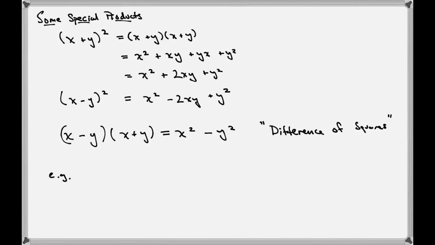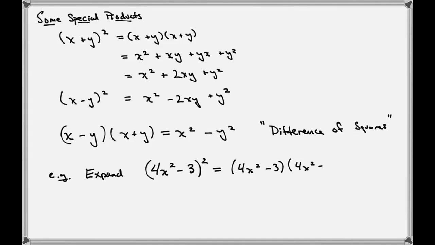Let's look at one final example. Let's expand the following binomial, 4x squared minus 3, squared. Don't feel you should use this formula above, just work through the problem like we did above. I'm taking 4x squared minus 3 times itself. And let's apply the FOIL method here. So the first terms, when I multiply them together, will give me 16x to the 4th. I'm adding exponents. 2 plus 2 gives me 4.